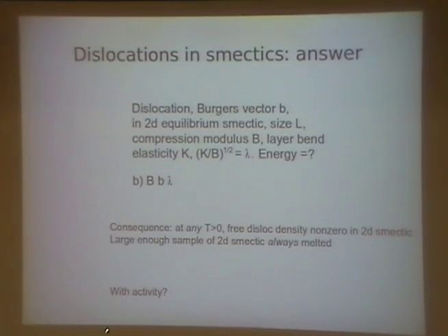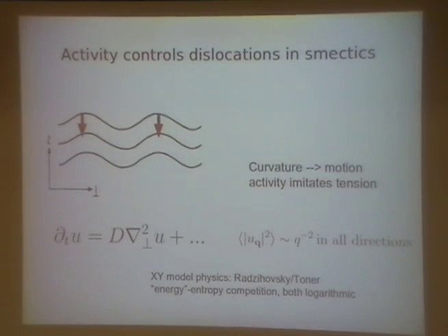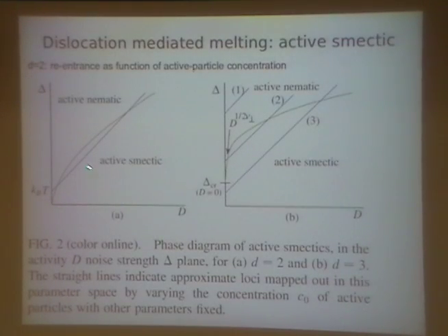And the question we can then pose is what happens with activity. But I kind of already told you, with activity, it more or less acts like it has a q squared energy in all directions. Even though it's not an equilibrium system, you can get an effective equilibrium description. Dislocations unbind very much as in 2D solids or in the XY model, and you get a phase diagram which in 2 dimensions looks like this.